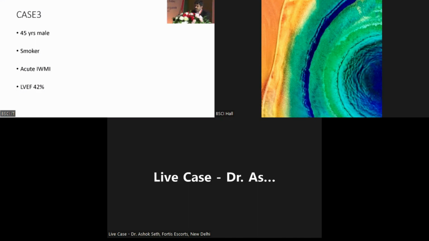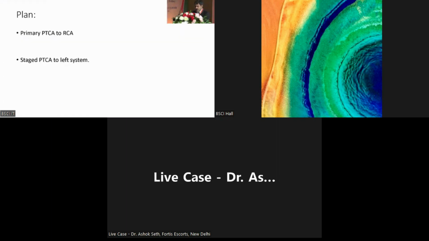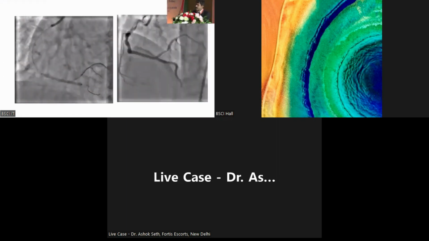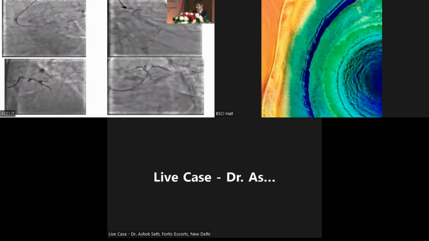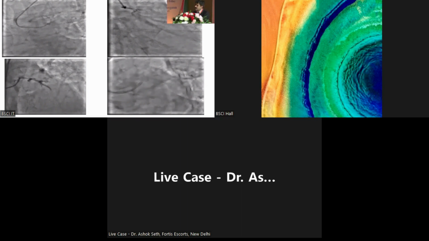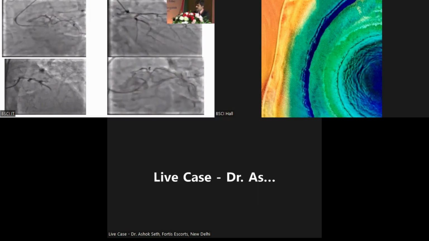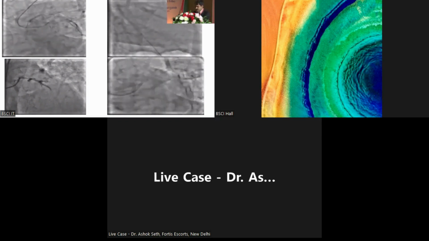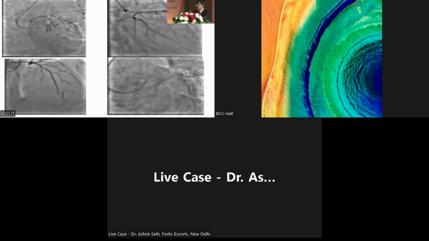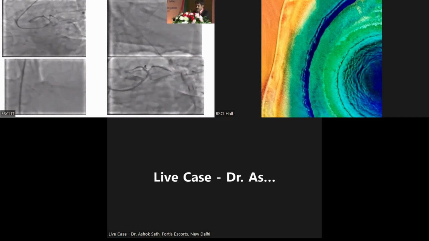My third case is an inferior MI. I did the RCA primary, very straightforward. Then after a few days, I took the patient for the left main. So left main, you can see, is a very nasty disease, diffuse left main involvement with a very significant disease. The circumflex ostium we cannot assess, but on the angiogram, the circumflex ostium was not significantly diseased. So I planned for a single stent strategy.